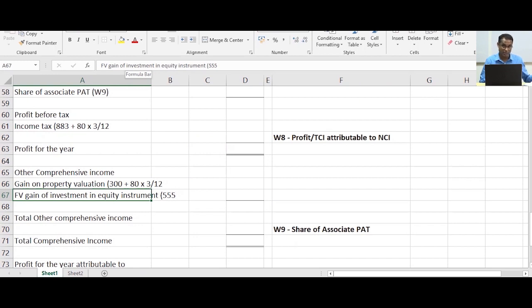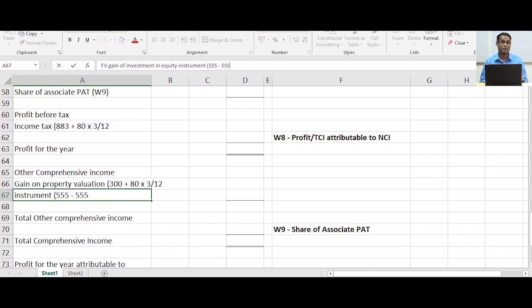Now the cumulative gain includes the gain during the entire 2 years period, but in the current year other comprehensive income, what we have is the current year gain. So the current year gain is 555, that also you need to remove. So what I am going to do is take this 555 out from the consolidated statement of profit or loss and the other comprehensive income statement.